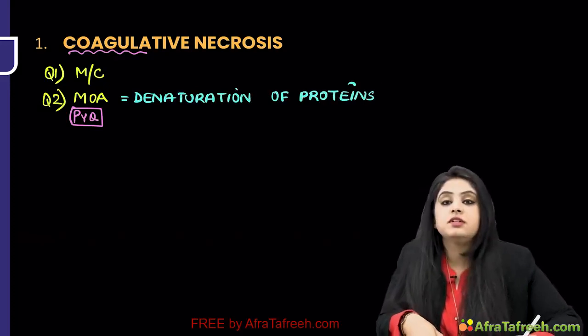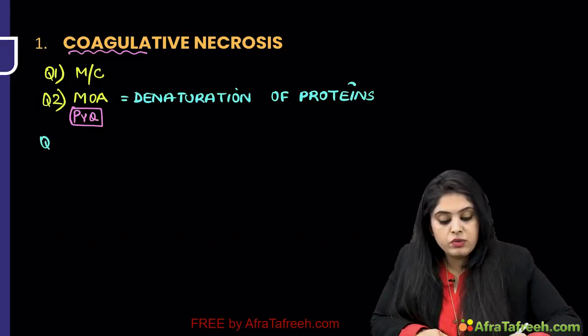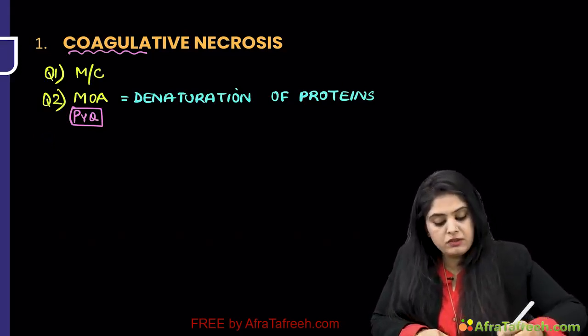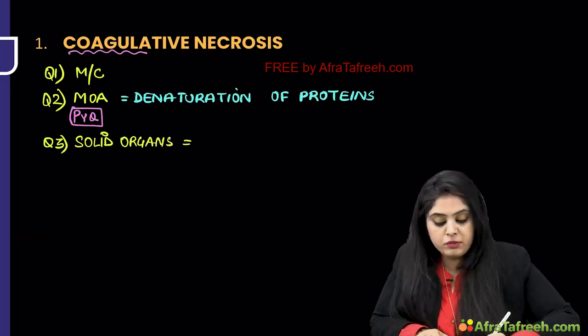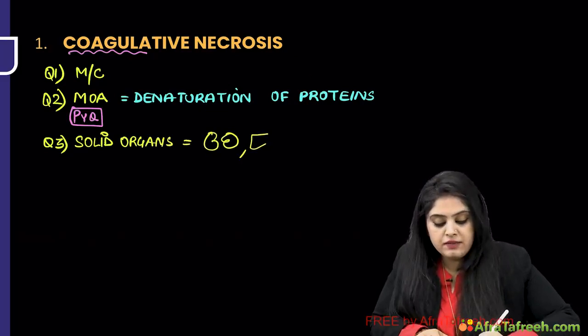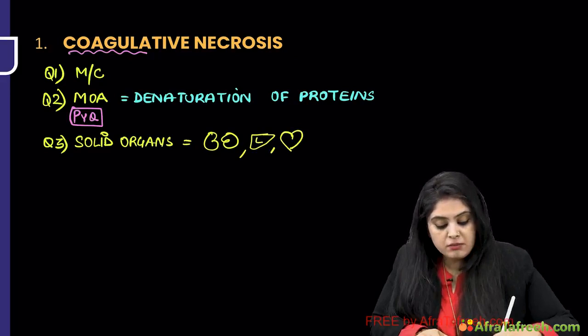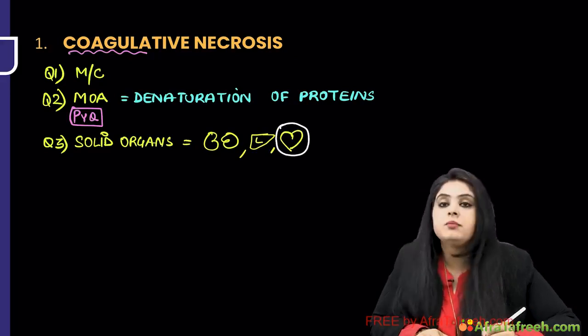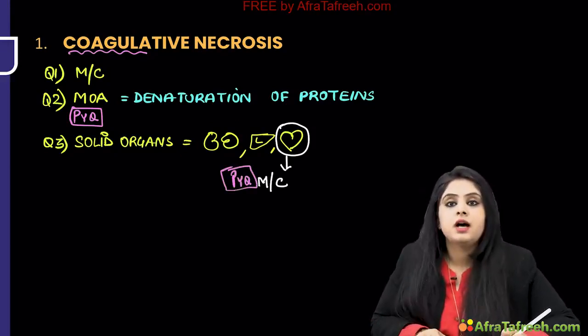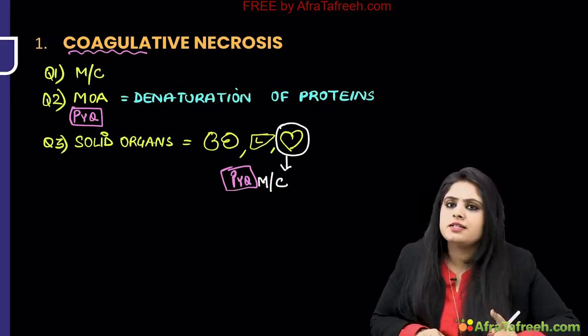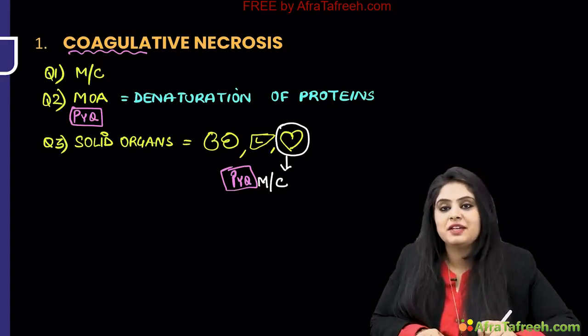Very important previous year question. Number 3 question, in which organs is it going to occur? So please remember, it occurs in the solid organs. It occurs in solid organs, and I'm going to give you some examples. So it occurs in the kidney, it occurs in the liver, it occurs in the heart, but the most common question and most common clinical scenario that you shall get will be the heart. So they ask you again, another previous year question, which is the most common organ affected? And that is going to be the heart. So you will definitely get some heart attack history and you know you're dealing with coagulative necrosis.